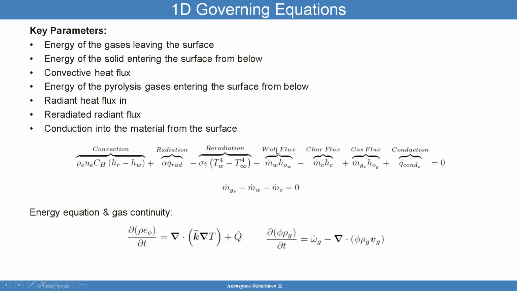Then you have the wall mass flux at the wall. You're going to lose some mass potentially. You're going to have some char, some mass loss from char. You're going to have some gas flux. And you have to have these three things in equilibrium. Mass has to be constant. So whatever is lost and anything in has to be constant or equal to zero. Then you have the conduction aspects. So all this has to be accounted in these equations. And then you have to add the energy equation and the gas continuity equation. Those four equations together for 1D need to be solved.